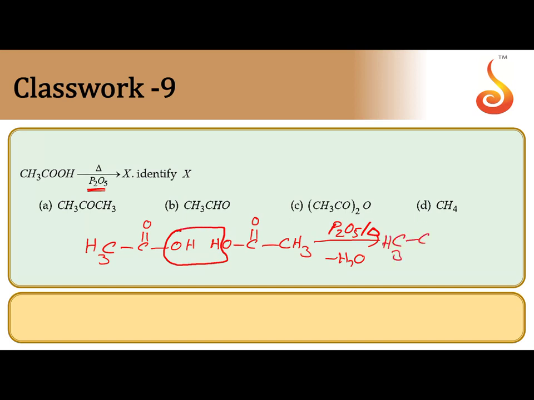So CH3CO OCOCH3. This is nothing but acetic anhydride. This same compound can be written as CH3CO taken twice, with O common to both acyl groups. That's why the answer is C, acetic anhydride. The correct answer is C.